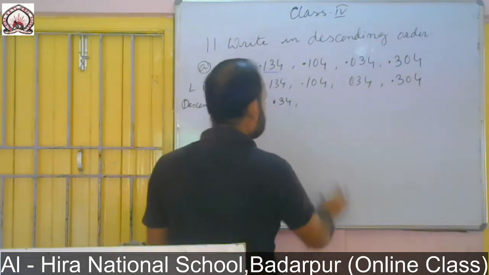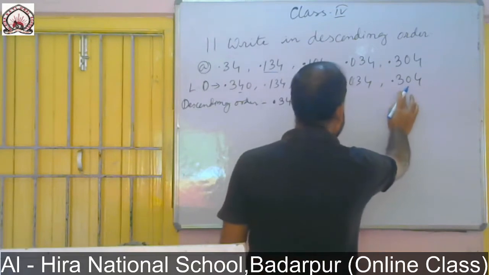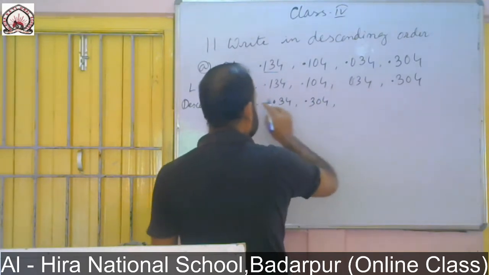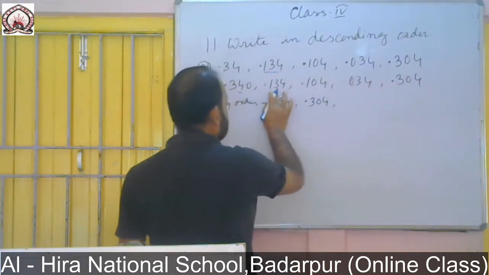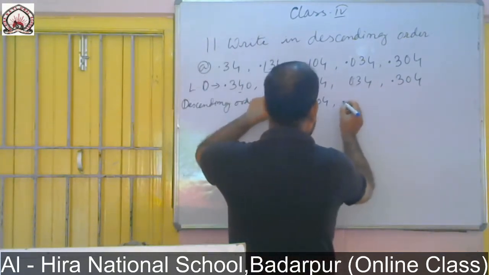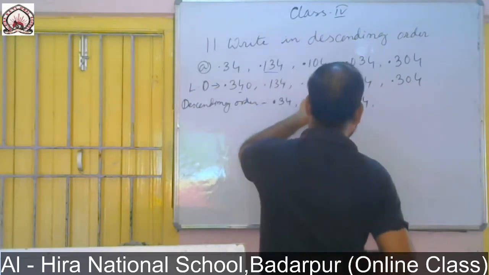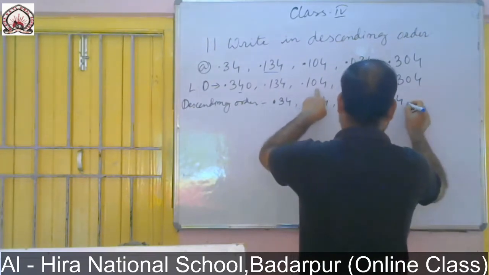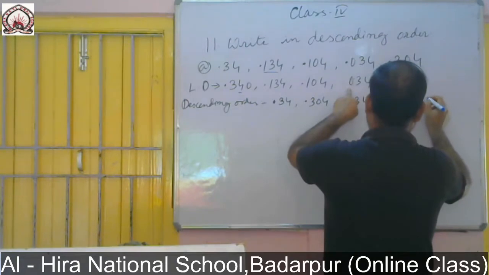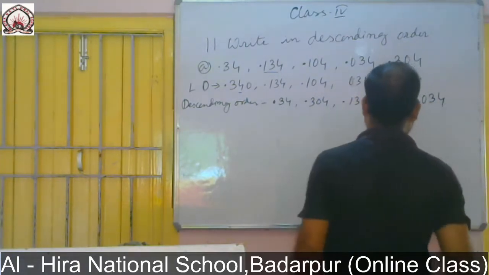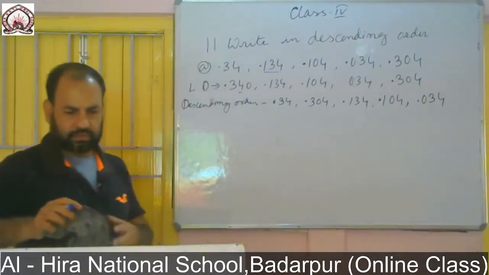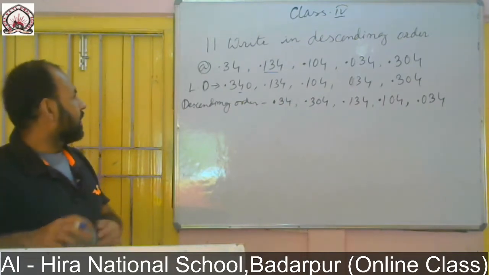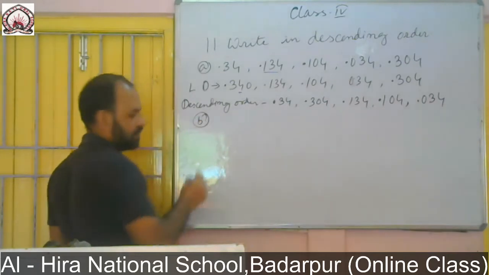Next, which one? 304. So this one is 0.304. Next 0.134. Next 0.104. Next 0.034. So next, question number B.